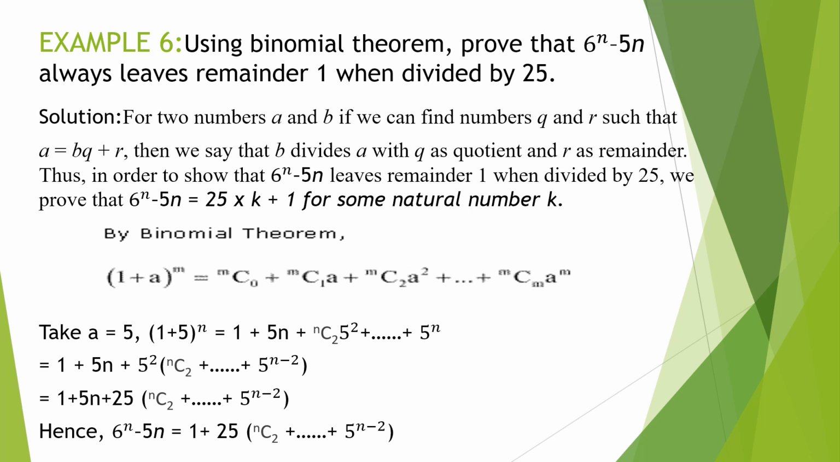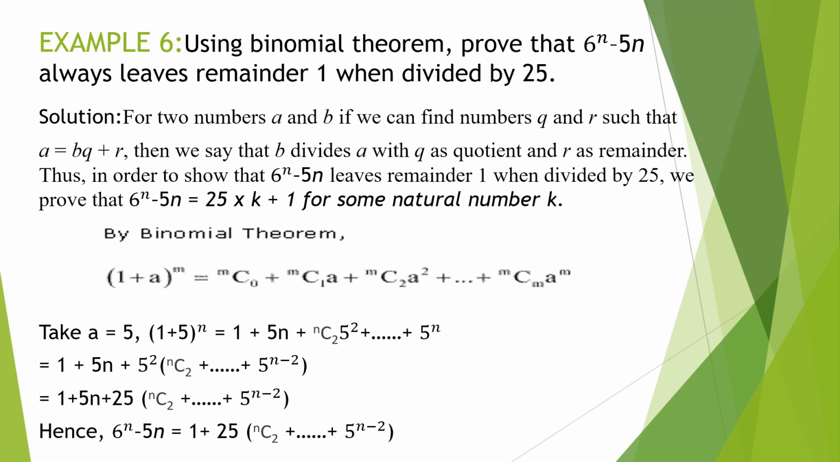What do we have to show? 6 raised to n minus 5n is equal to 25 into some k plus remainder 1. Correct? If we can show that 6 raised to n minus 5n can be expressed in the form of 25k plus 1, then the above proof is valid. So now by the binomial theorem, we already have the binomial theorem for 1 plus a raised to m. Take a is equal to 5 in this case.